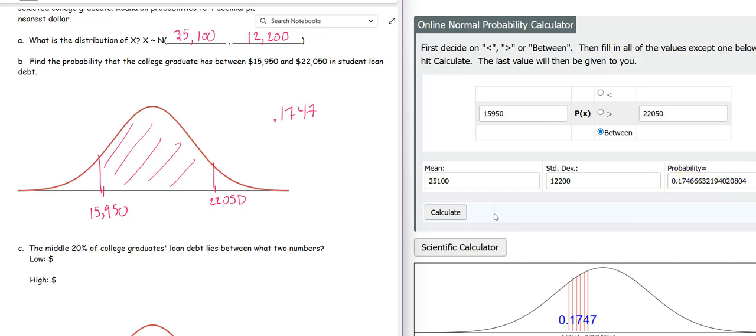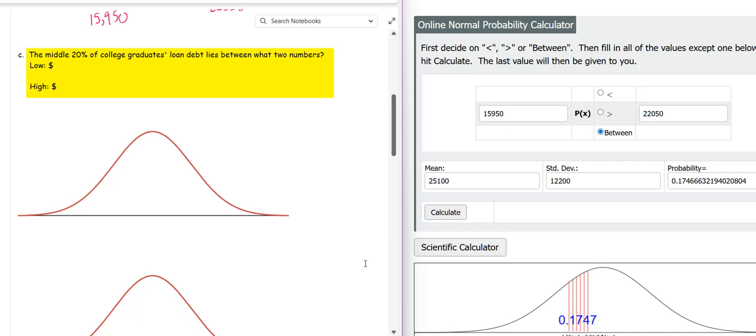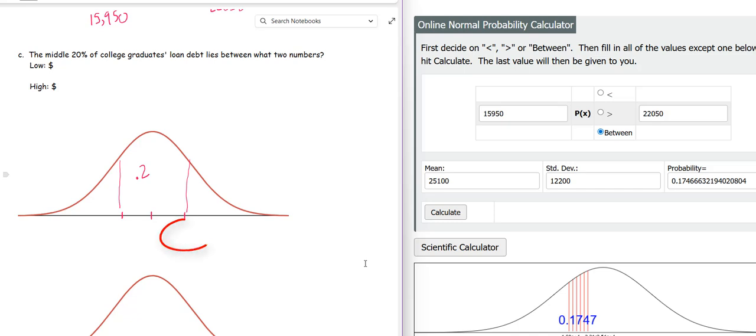For the last part, the middle 20% of college graduates' loan debt lies between what two numbers? So if this is our mean right here in the middle, then we're going to have two dollar values on either side of the mean symmetrically placed such that this middle area here is 0.2. Now, we can find either number first, the smaller loan debt or the larger loan debt. Let's go for the larger first.